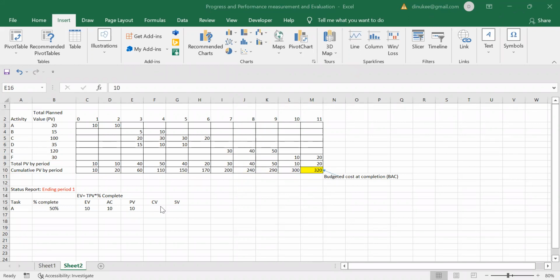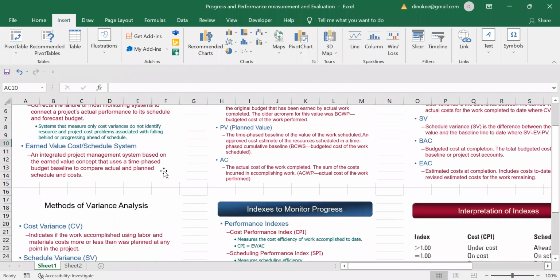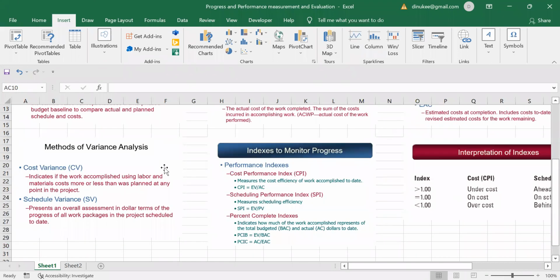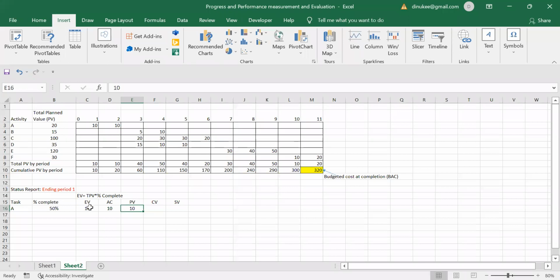The next one is cost variance and schedule variance. Cost variance indicates whether the work accomplished using labor and material cost more or less than was planned at any point in the project. In cost variance, we are calculating whether our cost is less or more than the planned value. That means you take the earned value, and from that earned value you deduct the actual cost. That is the cost variance.